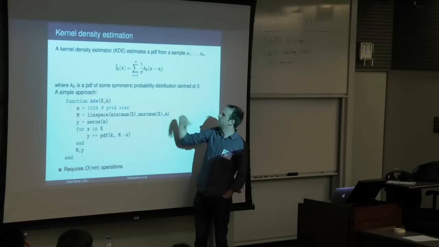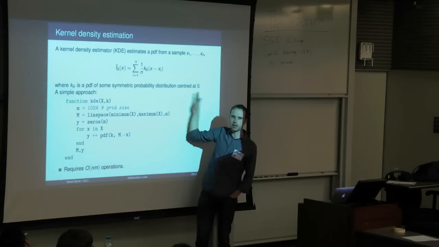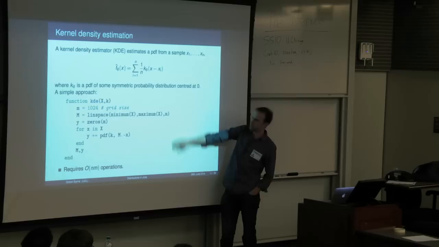Typically we take it to be symmetric, centered at zero, so then it should be shifted around the real line. And it's fairly simple to work with. So a very simple naive implementation would be something like this.